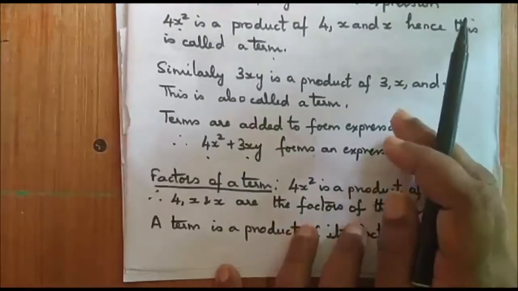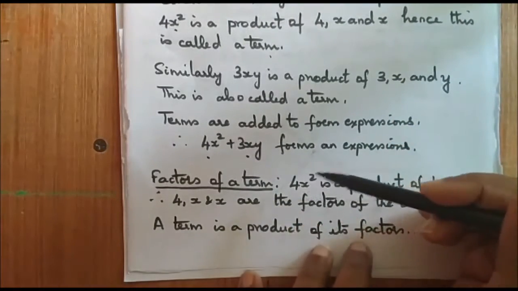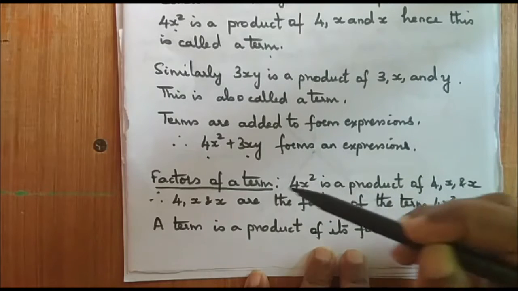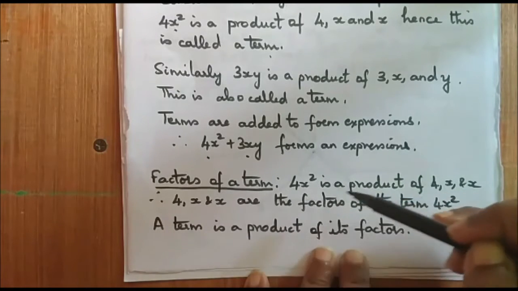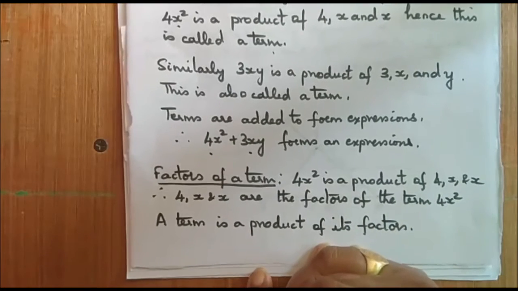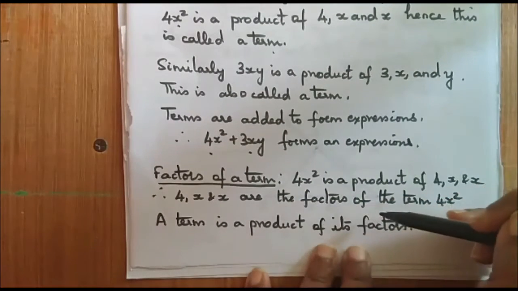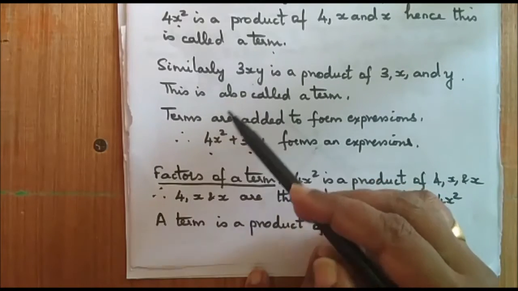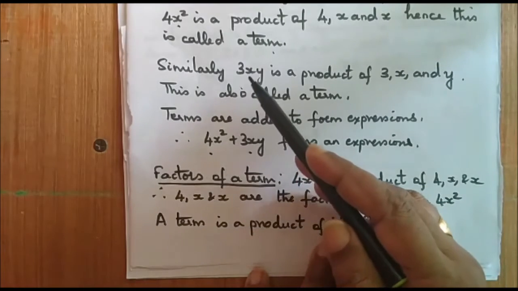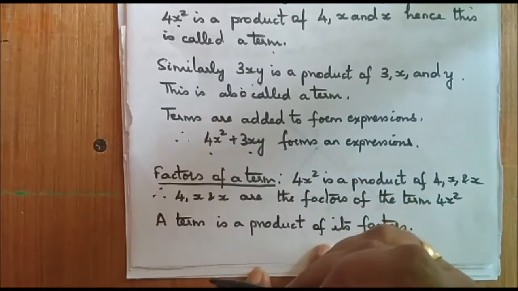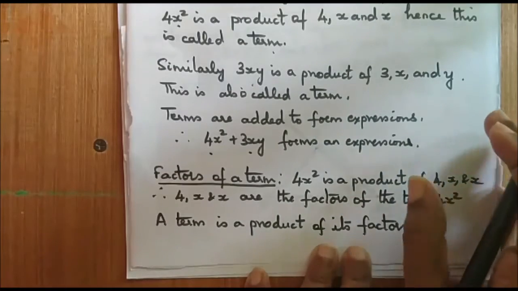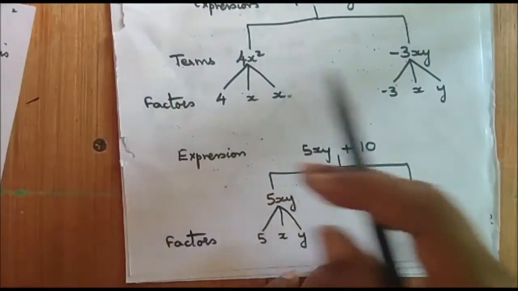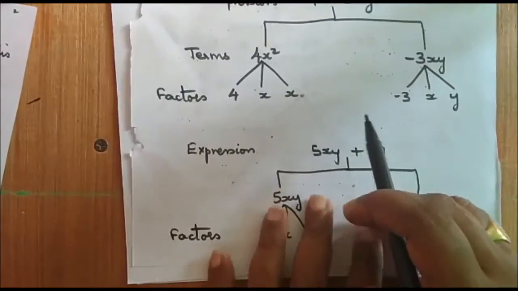Okay. Now we learn about factors of a term. 4x squared is a product of 4x and x. Therefore, 4x and x are the factors of the term 4x squared. A term is a product of its factors. I hope you got it. If I take 3xy, what are the factors in it? 3x and y are the factors. Hence, a term is a product of its factors. Now if I take a constant number, say like 5, it does not have any factors.